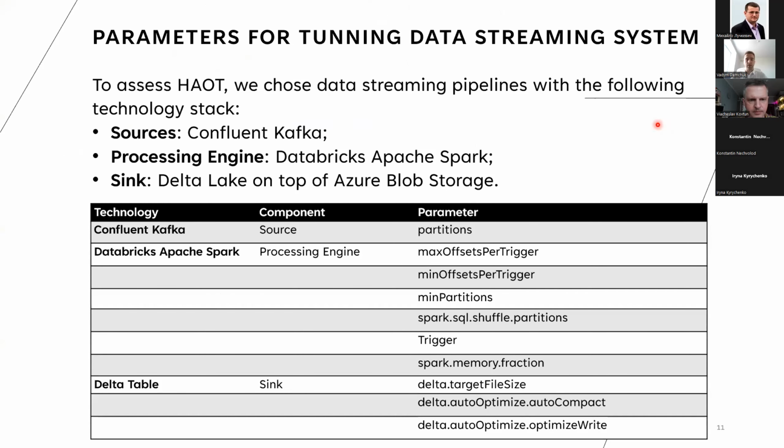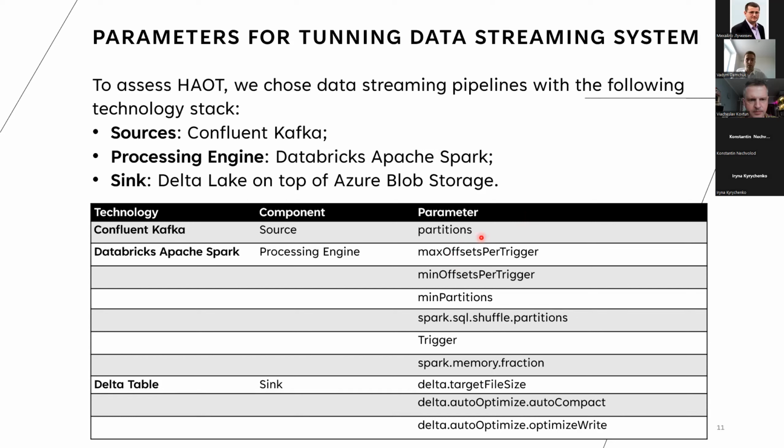Then for the experiment, from the technology stack perspective, we chose the most popular ones, such as Confluent Kafka. This is the cloud managed version of open source Kafka, Apache Databricks. It has better performance and more parameters for tuning in comparison to the open source. And data lake is a kind of standard in big data. And here you can see the parameters that were chosen for performance tuning.